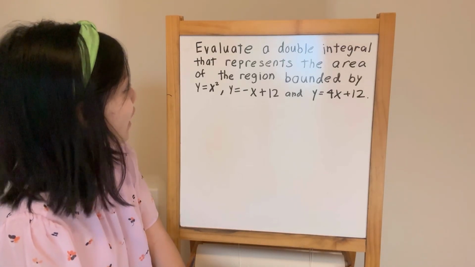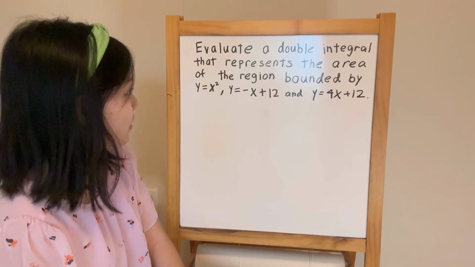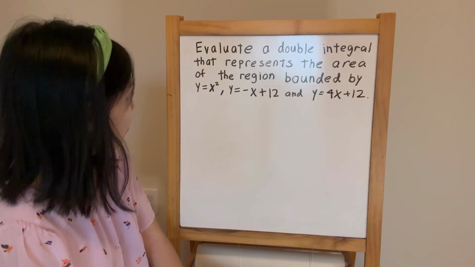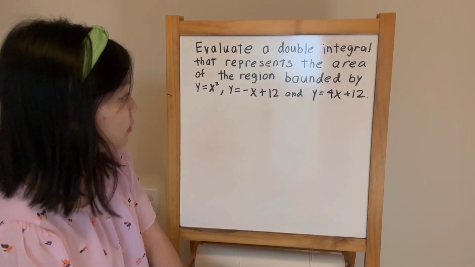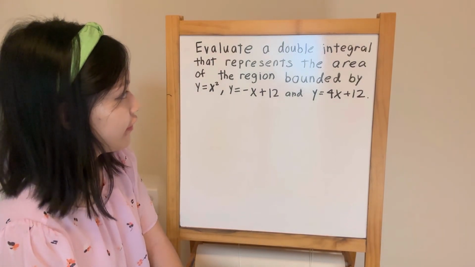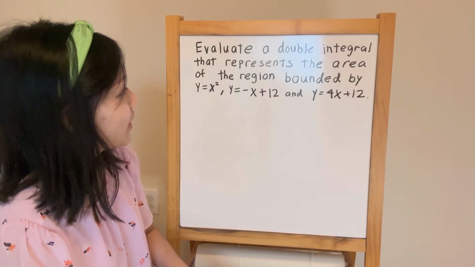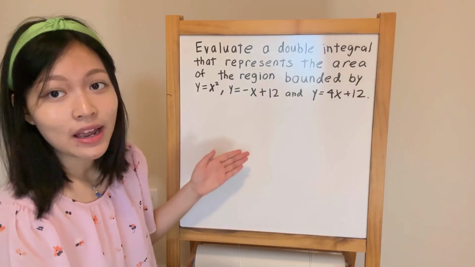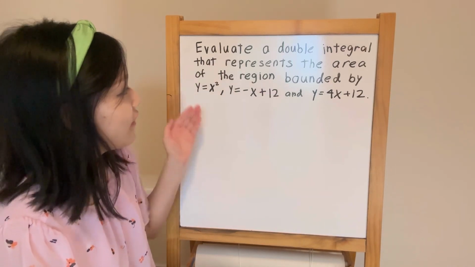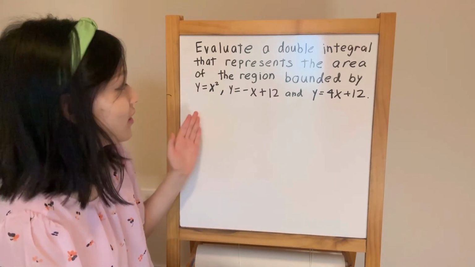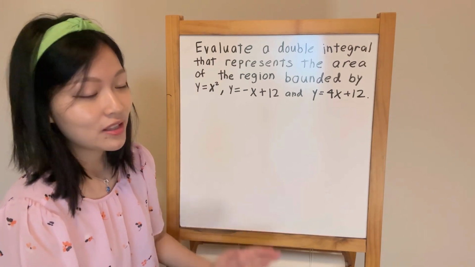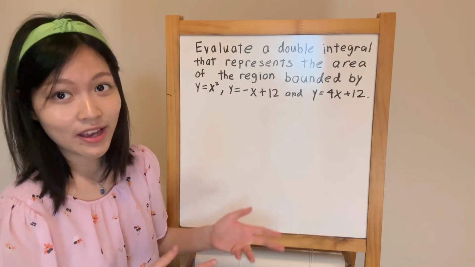So today we'll be evaluating a double integral that represents the area of the region bounded by y equals x squared, y equals negative x plus 12, and y equals 4x plus 12. So what we're doing is setting up a double integral and then solving it. We're given this region that's bounded by these three curves. All right, so this is what the problem is basically saying.